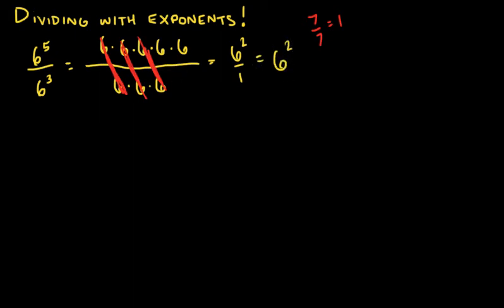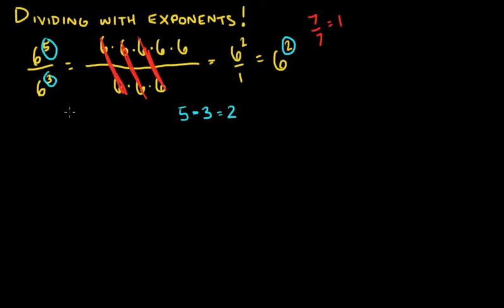So if you look at the exponents, you can probably figure out what the rule is. When you're dividing with exponents, 5, 3, and you get 2. Oh my gosh, 5 minus 3 is 2. So you subtract the exponents. That's the rule for dividing with exponents: you subtract exponents.